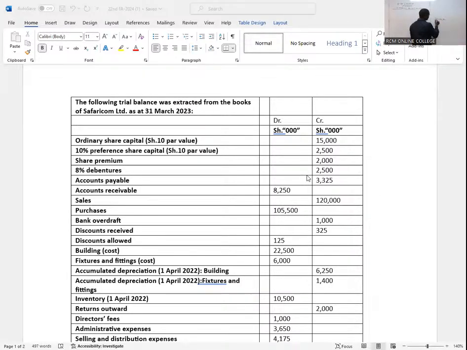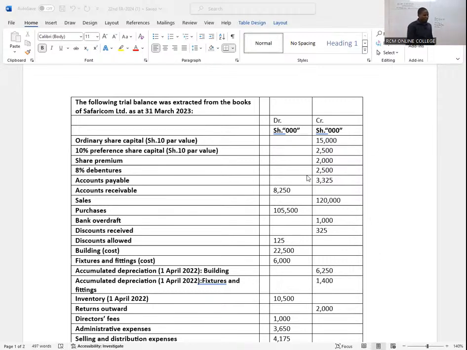Here we say that we have drawings, we have expenses, and we have assets. So all the drawings, all the expenses, and all the assets, they have a what? They have a debit balance. And if you look at what we have here, all the debit side items either fall under drawings, expenses, or assets.